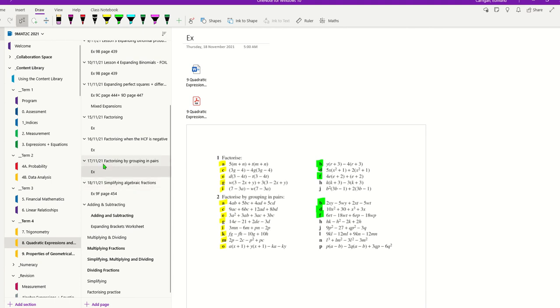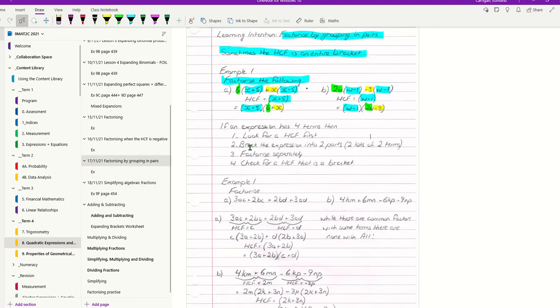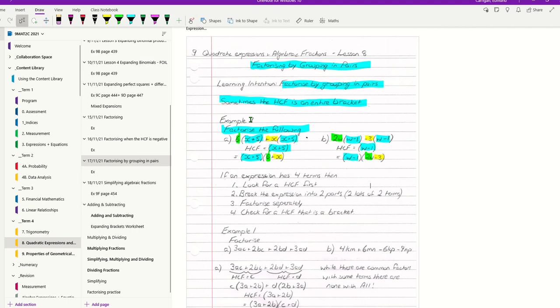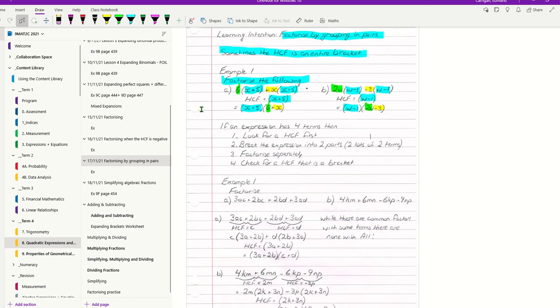Alright, so our second chunk is going to be looking at if an expression has 4 terms. Now this was pretty easy when we did the first lot because we already had one factor grouped together inside a bracket. We're going to see what happens if we've got 4 terms. So first of all, look for a HCF. If you find one, then that will go outside the bracket of them all. If you can't find a highest common factor for all the terms, break the expression into 2 parts. You get 2 lots of 2 terms, factorise them separately, and then check whether you've now got a HCF that is a bracket.